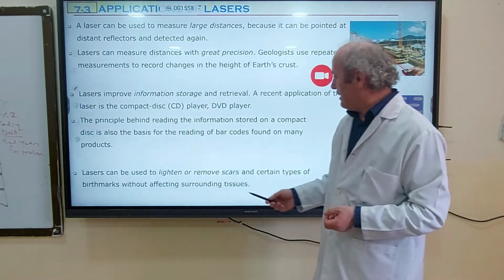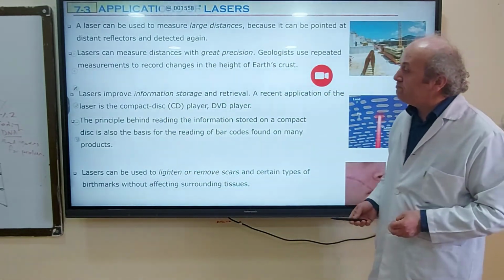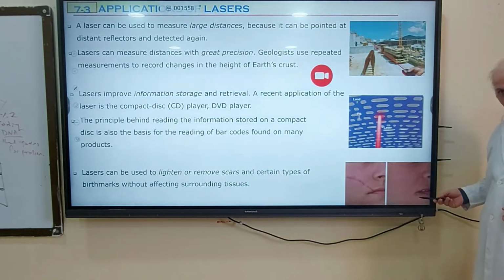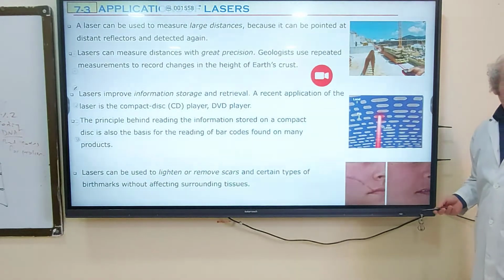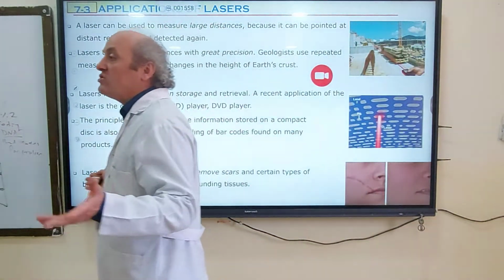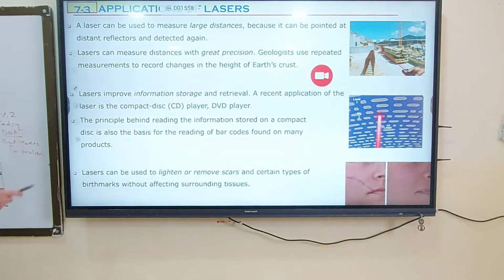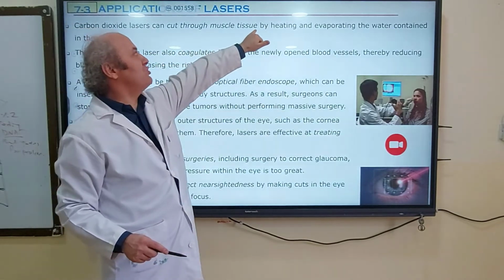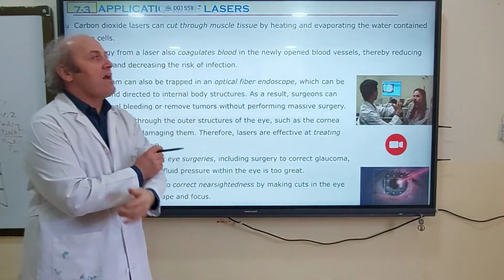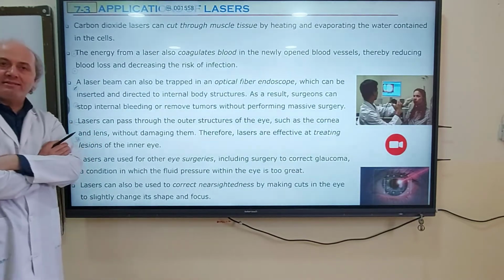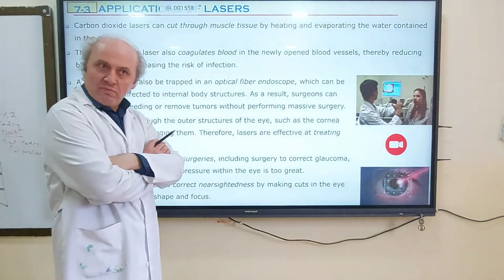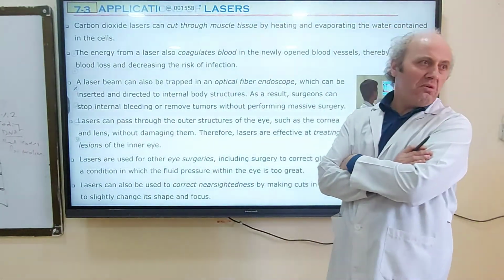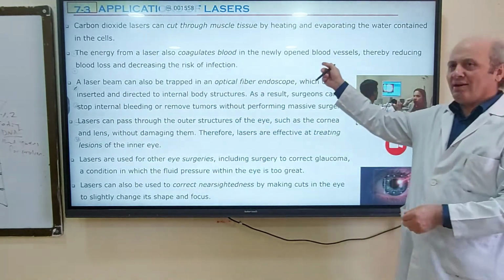Lasers can be used to lighten and remove scars and certain types of birthmarks without affecting surrounding tissues. Check it. It's a cut, but now a laser fixes it. Lasers have a very wide range of use in medical science. Carbon dioxide lasers can cut through muscle tissue by heating and evaporating the water contained in the cells. Inside the cell, you evaporate the water by using lasers. But what is that, carbon dioxide lasers? I can't say what the purpose is for this one.